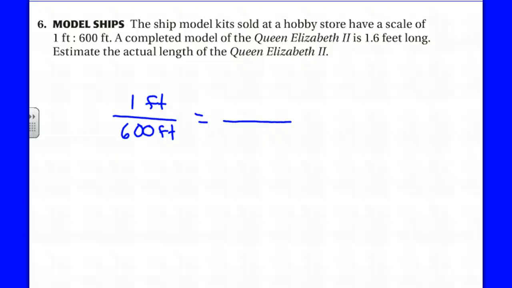What do we know? Do we know the model, or do we know the actual life size? Chris? We just know the model. So where do we put it, in the top or the bottom of this ratio? The top. Good. So we put 1.6 feet across from the model in the scale. The model is in the numerator, so we have the model in our known information. And we have this unknown down here, which we could just call x. How about Q for Queen Elizabeth II? Okay. It's up to you. You can call it whatever variable you like.